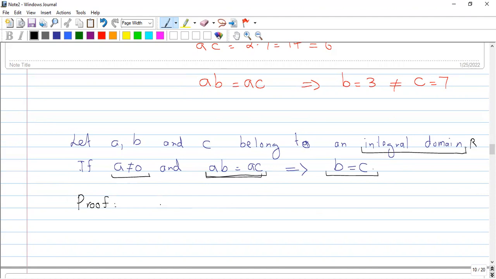So if AB is equal to AC, then you can take AC on the right hand side to the left, because you multiply with the additive inverse of this thing. So you can write this thing in this way. Now using the distributive property, you can write this thing in this form.